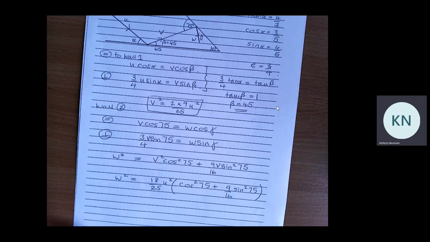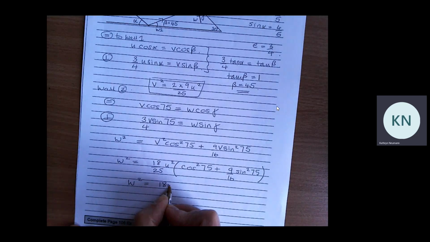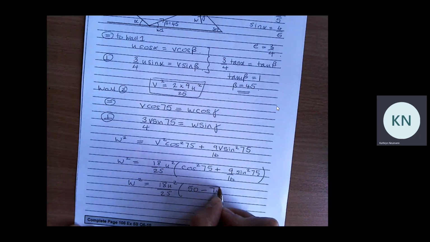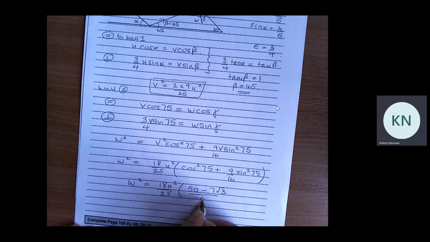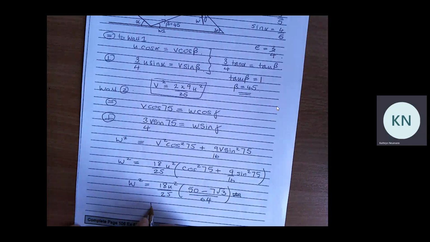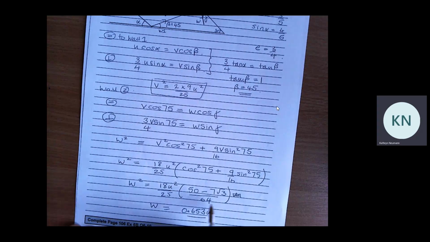And when you put that into your calculator, you're going to get that W squared is 18 U squared over 25 on 50 minus 7√3 over 64. And that is equal to, actually, let's write it underneath, W is then equal to 0.653 U. So you could be asked to show it exactly, in which case you need to go with exact values, or you could be asked to give it to 3 decimal places or 3 significant figures. So there's either option there.